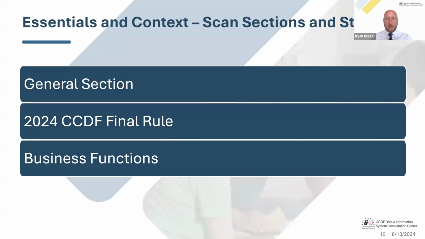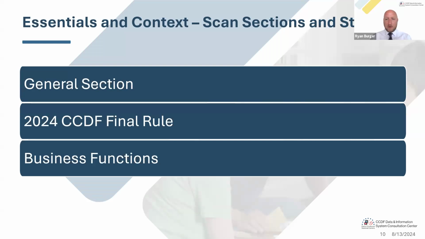The scan has been developed to collect information across different aspects of CCDF and technology. The scan gathers your responses on the general data and IT system capabilities of your lead agency. It also collects information on the approaches you may be considering to incorporate the provisions of the 2024 CCDF final rule into your information technology. And lastly, how data and IT systems support various CCDF business functions, such as eligibility and enrollment, subsidy payments for providers and families, and consumer education.